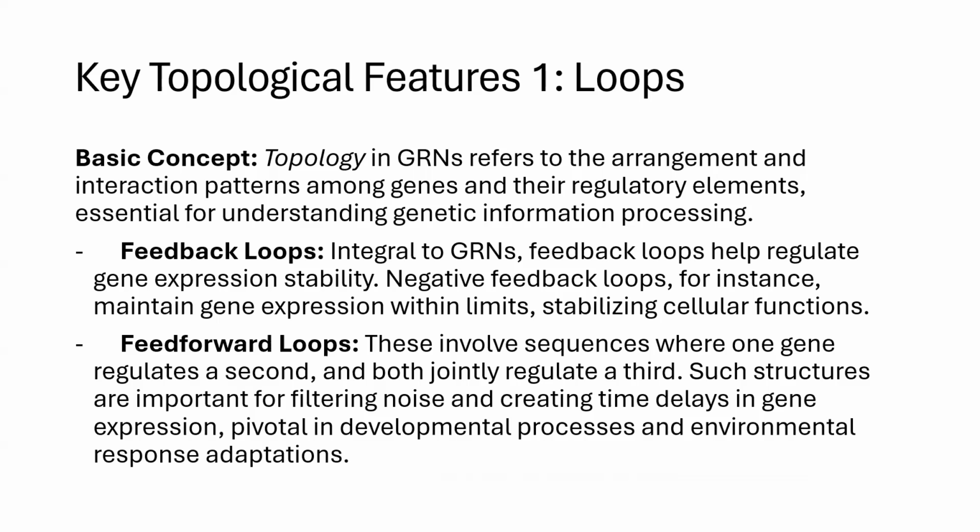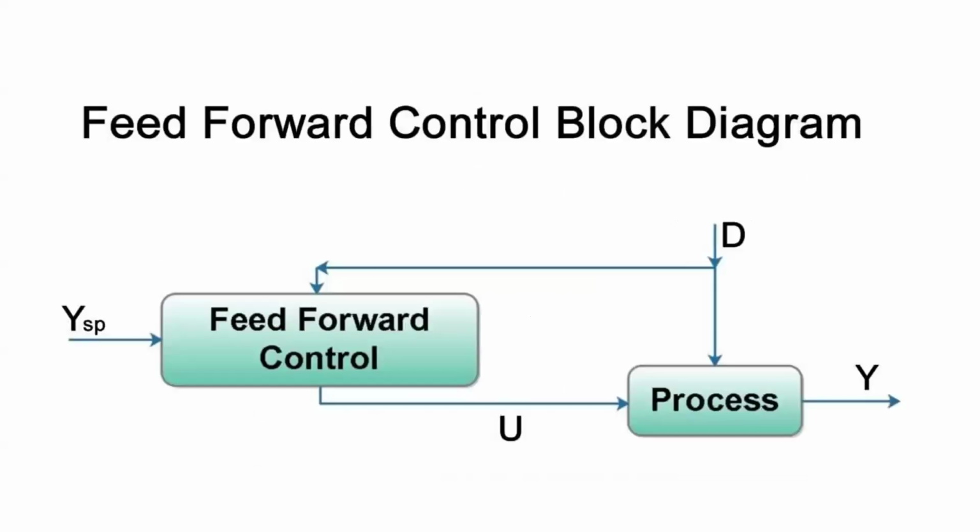And then there are feed-forward loops. These involve sequences where one gene regulates a second, and both are jointly regulated by a third. I'm going to give you an example of a feed-forward loop if you're not familiar with it. These are important for filtering noise and for creating time delays in gene expression. Timing is very important. Having a gene and expressing it is one thing. Having a gene and expressing it at the right time and creating the right amount of protein. This is the degree of control that we have. And when it goes wrong, we have pathophysiology of disease.